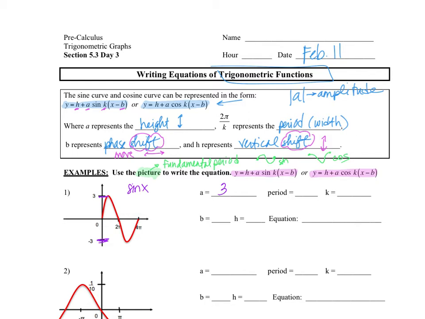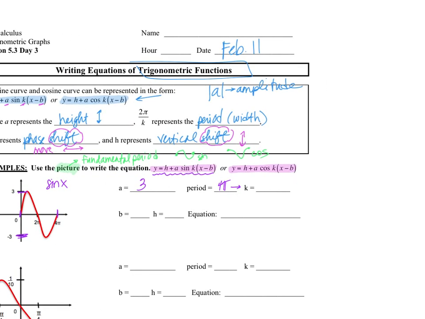Period. Remember, period is a width. So this graph starts at 0, and it finishes one period all the way over here at 4 pi. Now, I'm specifically asking you to tell me the period, but look in my equation here. Is there a p in my equation? No. The period is connected to the k value. So I want you to determine the period, and then we're going to use that formula. We know that the period is equal to 2 pi divided by k. So we're going to plug in what we know, and we're going to solve for k.